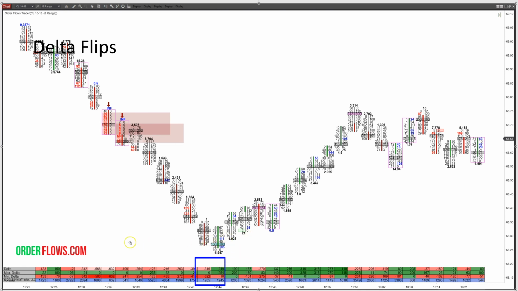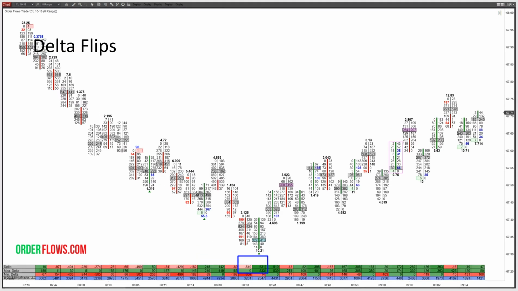another way to look at it so that you can see things a little bit more clearly, because sometimes you get an intervening bar in between.